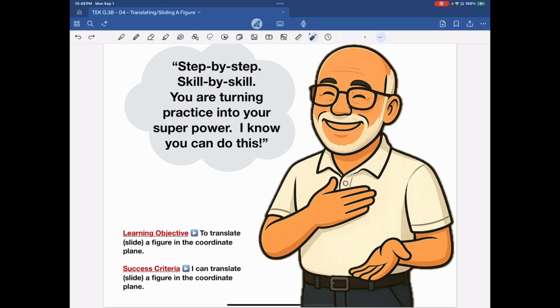You learn best by breaking complex concepts down into smaller, more manageable skills. And that's exactly what we did here today. You are turning your practice into your superpower. Please know that I believe in you and that I know that you can do this. You are working your way to success one skill at a time.